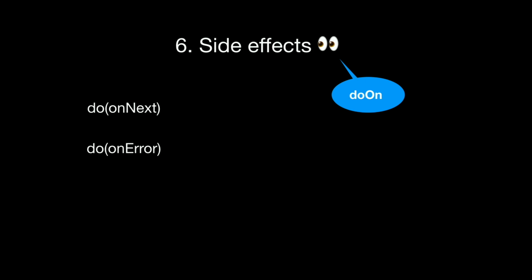And then we have side effects. Side effects are chunks of code that are executed after an event is emitted. So we have side effects by calling the do-on operator. So we have do-on next if we want to execute a closure after the event is emitted, do-on error if we want to execute code on an error, and do-on completed if we want to execute code once the observable sequence is finished, is terminated.